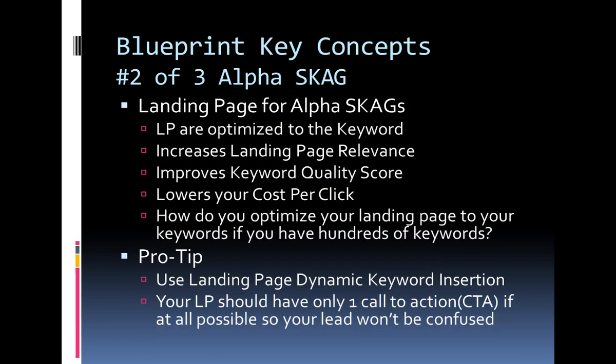So the last pro tip: your landing page should have only one call to action, or CTA, if at all possible, so your lead won't be confused. Because if you have a bunch of things that you're asking them to do, they might have paralysis of what to do. So make it as few as possible, one or two. Let's say enter your information here, enter your email here, and or give me a call. And then put the phone number there so that it's clickable. All right, so that's it.